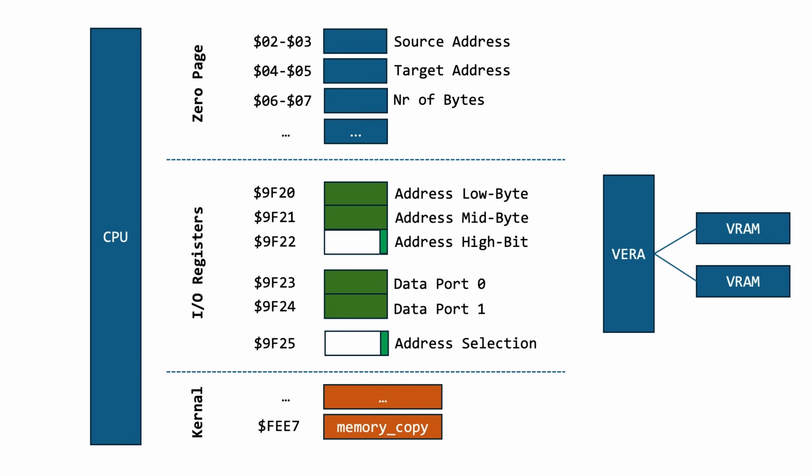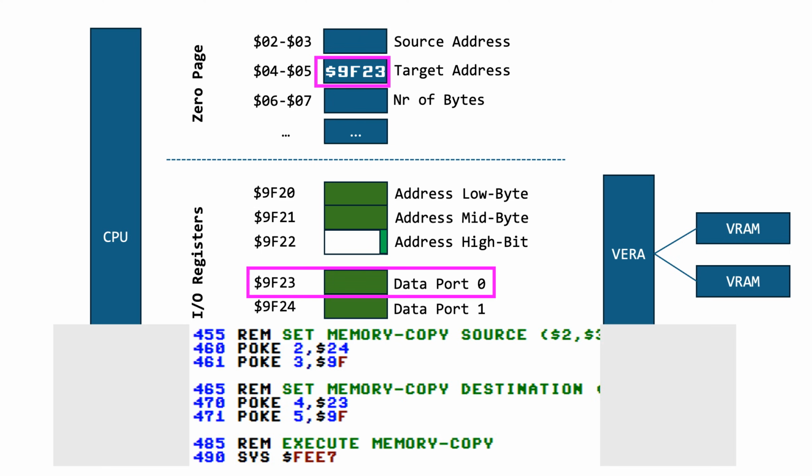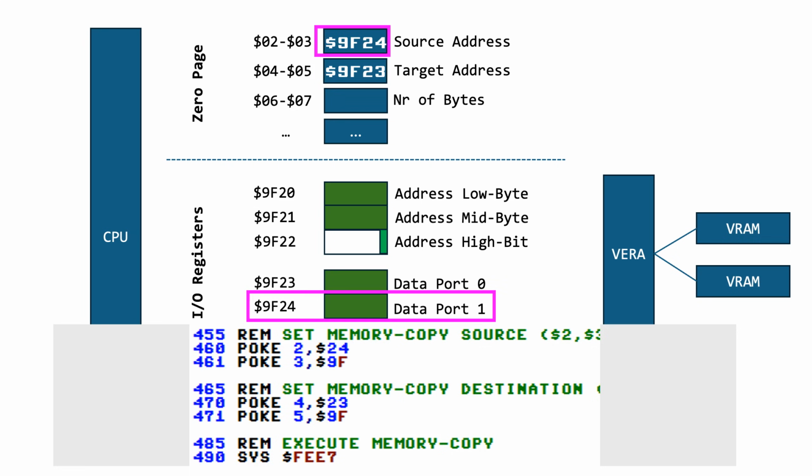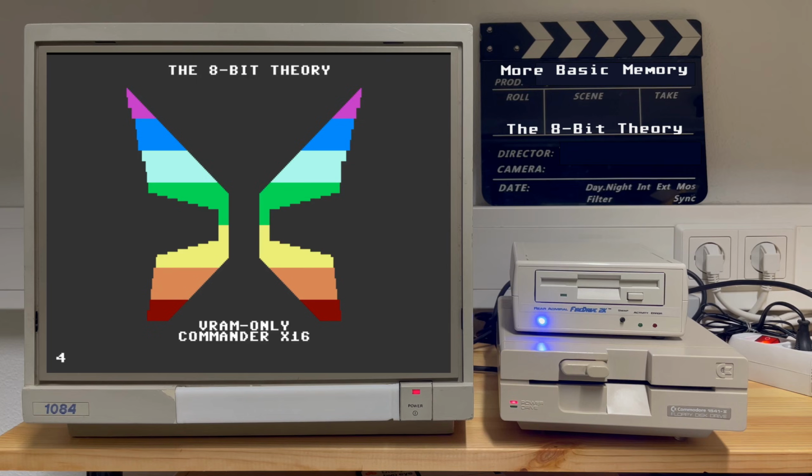Back to our setup, just as we use hex 9F23 to tell the memory copy function to use the address from data port 0, we can now use hex 9F24 to do the same for data port 1. When we run this, the speed is identical to the previous version where we copied between VRAM and RAM, but with this approach, no regular RAM is used. This way, no banking for display purposes is required, which might be beneficial.